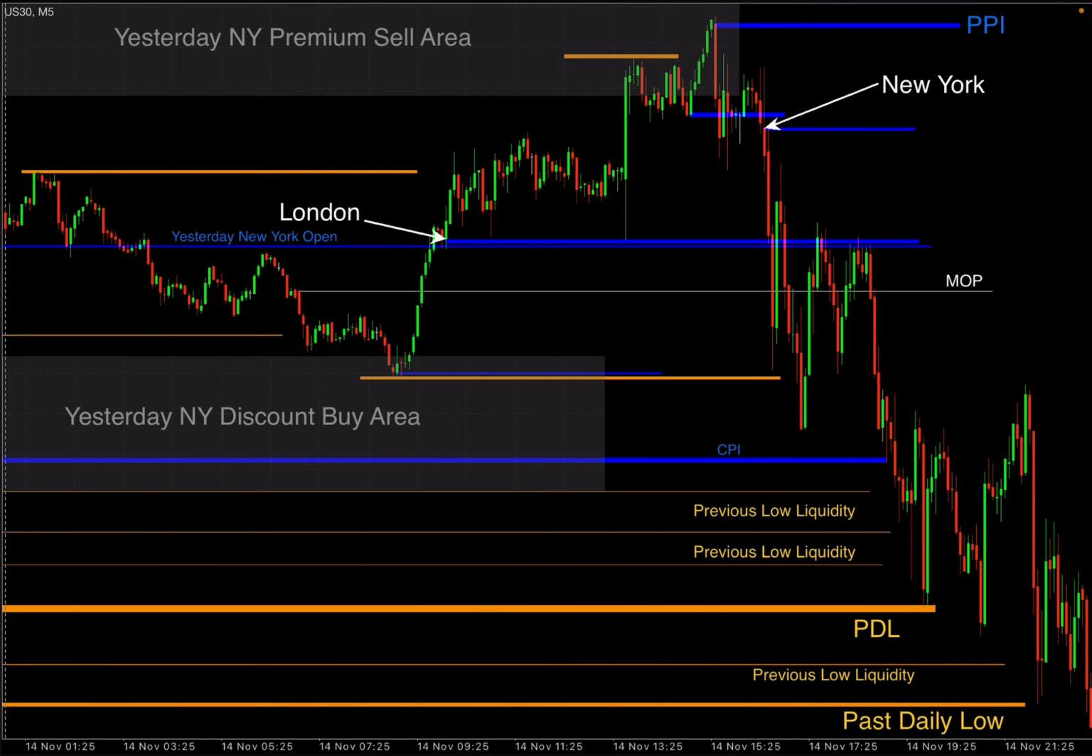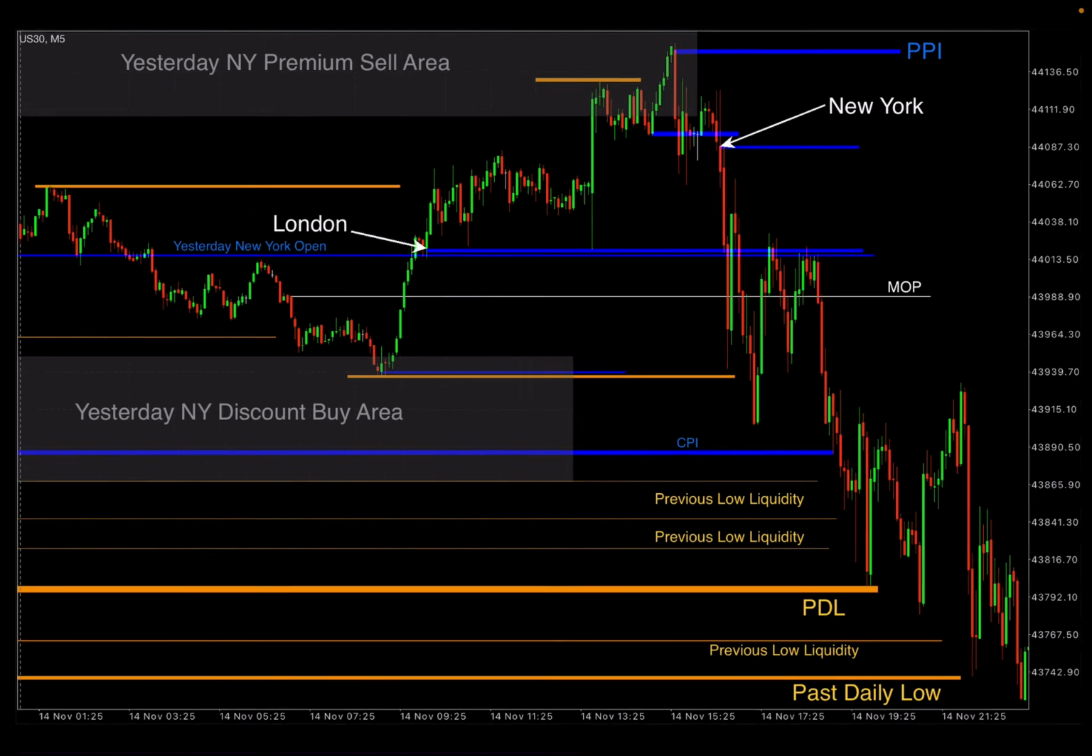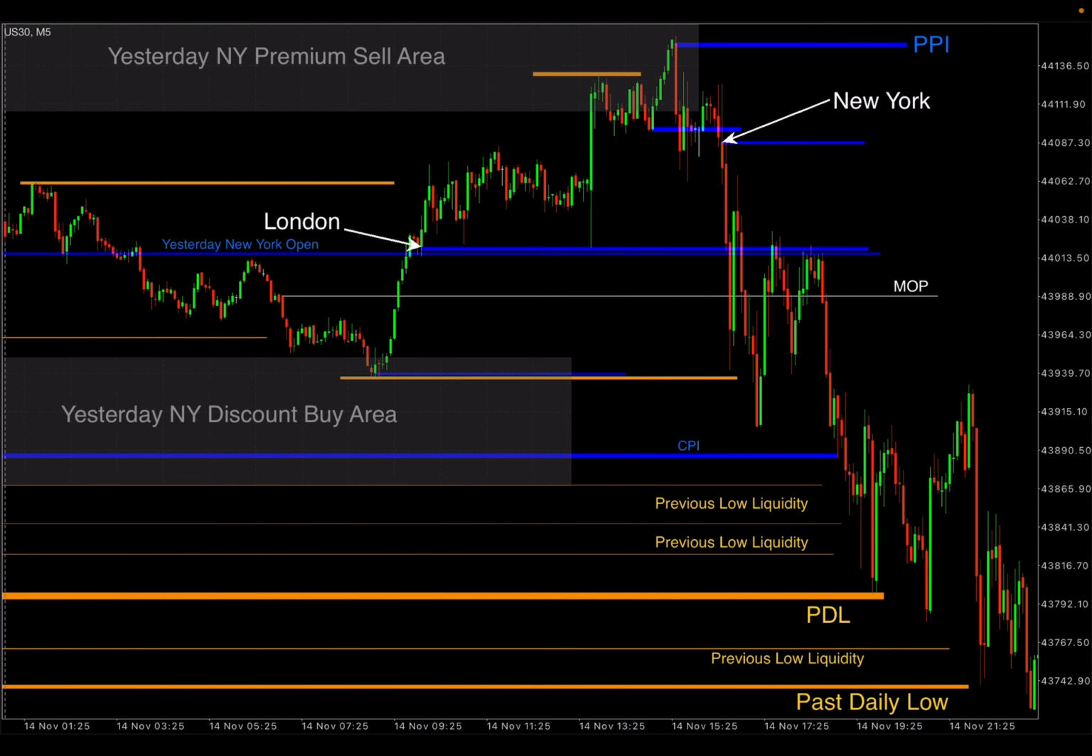This was PPI day, and you can see we got the reversal with the PPI time. That was the start of the reversal, and it's in a previous day premium sell area. So New York session open, pushed up a little bit and continued to drop down. Nice and clear, nice sell confirmations from the New York session.